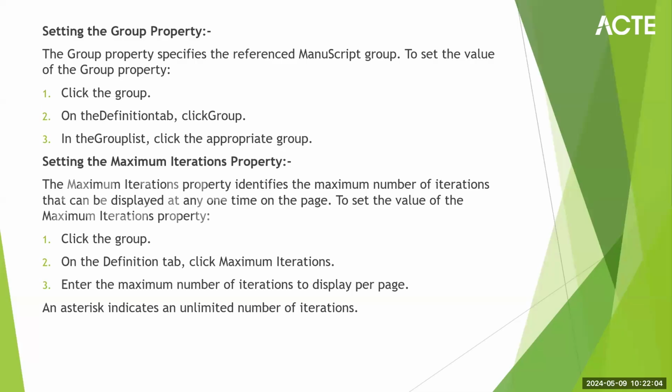Setting the maximum iteration property, as I already told you. The maximum iteration property identifies the maximum number of iterations that can be displayed at one time on the page. To set the value of the maximum iteration property, click on the group on the definition tab, click maximum iteration, and enter the maximum number of iterations to display per page. An asterisk indicates an unlimited number of iterations. The asterisk symbol is nothing but a star kind of symbol, like on the keyboard above 8.